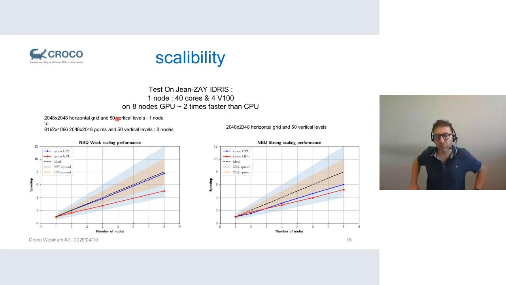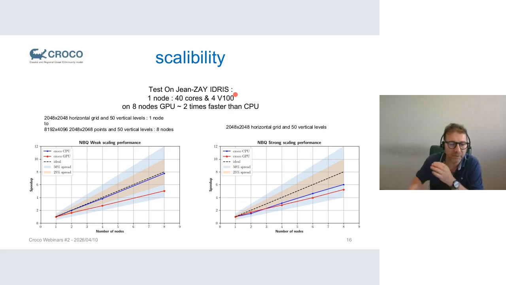We show that on one node, one GPU is faster than many cores of CPU. Now we are looking at scalability. What we show is an older test that I made on Jean Zay at IDRIS with many nodes of 40 cores and 4 NVIDIA V100 GPUs.